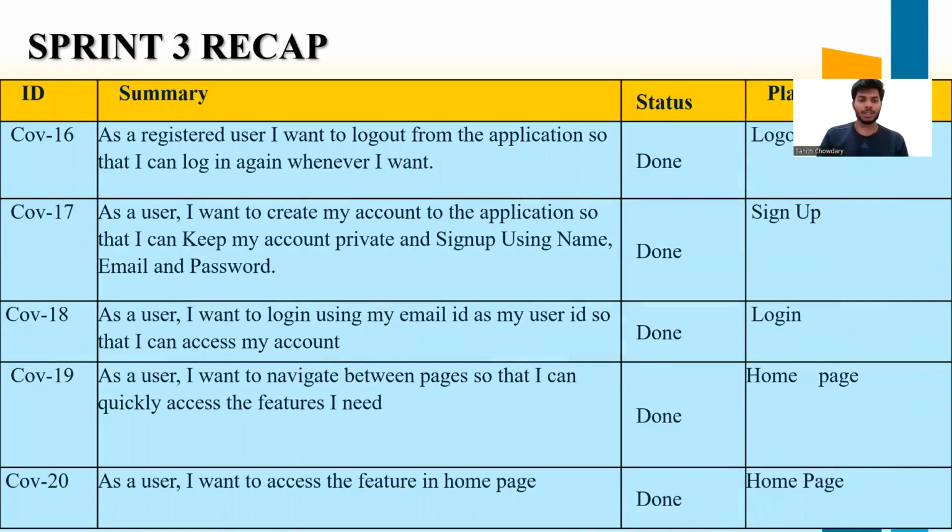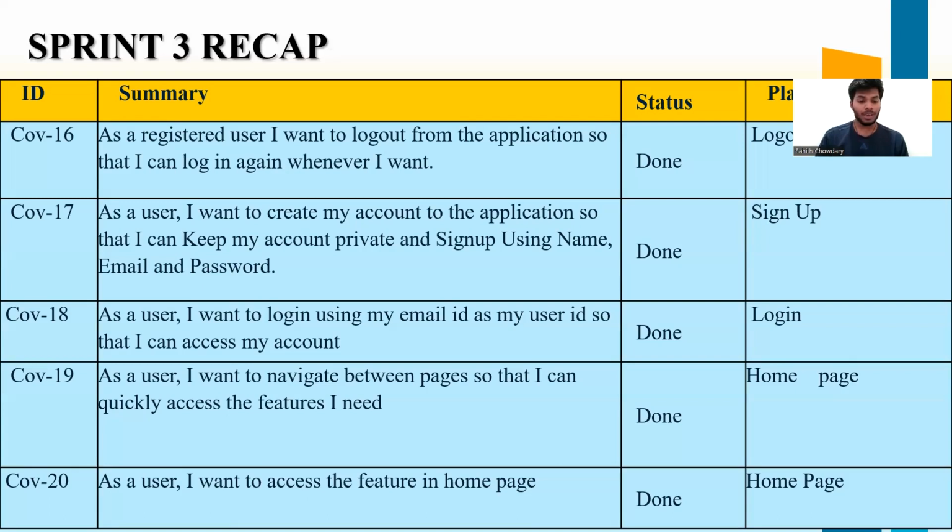And I'm Sahith, and I'll continue the presentation from the current slide, which is Sprint 3 recap. These are the user stories which I have planned and done in Sprint 3. In COV16, users should be able to log in at any time after logging out from the application. And in COV17, user should be able to create and keep his account private, and also to sign up using his email ID and password.